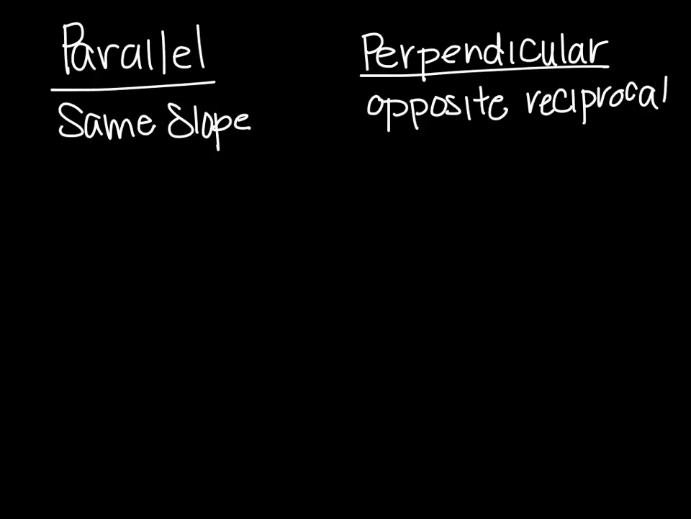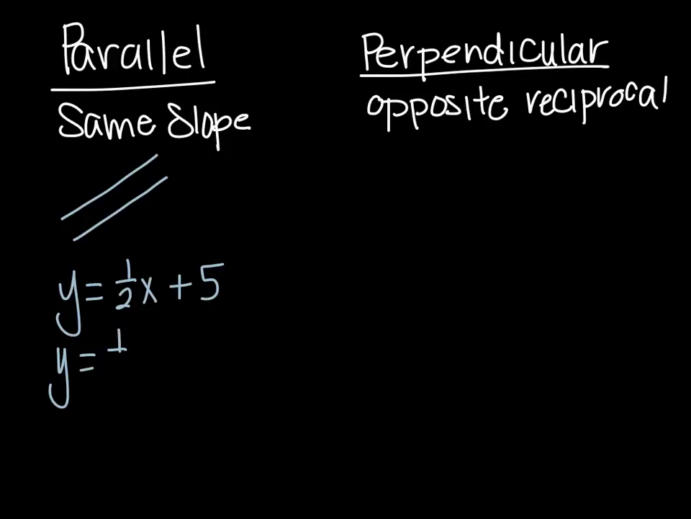Parallel lines never touch, they run side by side. They have the same exact slope. So as an example, if I had two equations, I would have y equals, let's say, 1/2 x plus 5, and y equals 1/2 x minus 2. Because these slopes are exactly the same, they would run parallel or side by side.